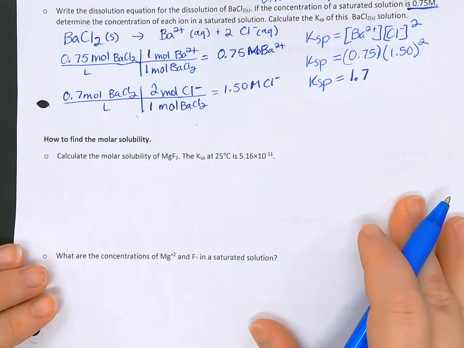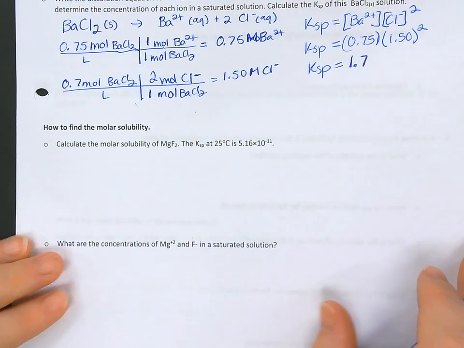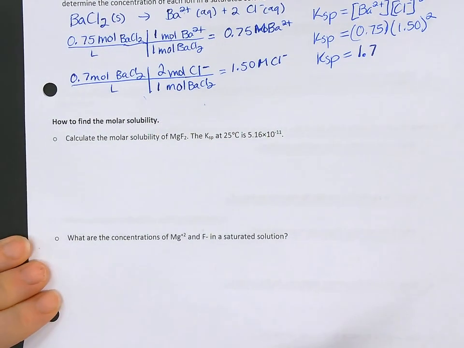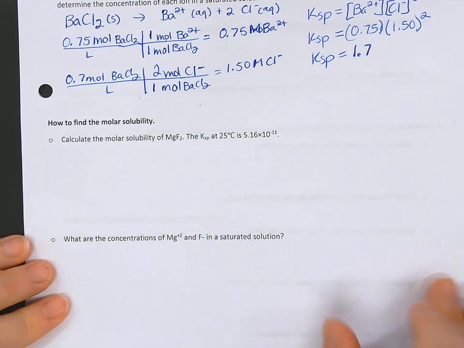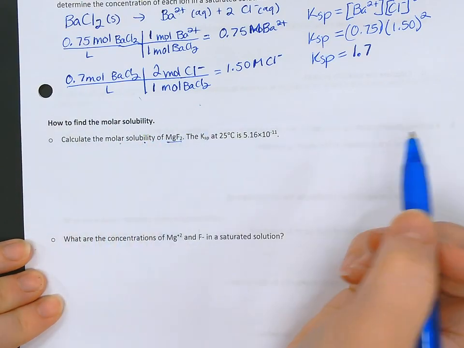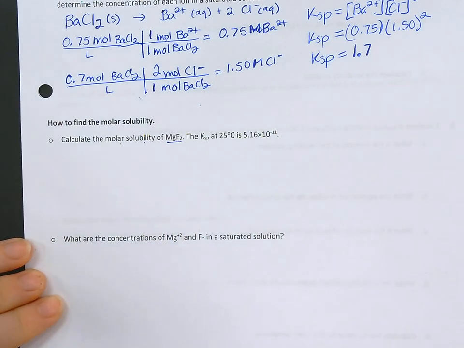Okay. So that's another type of calculation we might be able to do with this. All of our same equilibrium stuff still applies. We can still use RICE tables, all of that. So let's take a look at the last ones here. Calculate the molar solubility of MgF2 when we're given Ksp. So how do we do that?